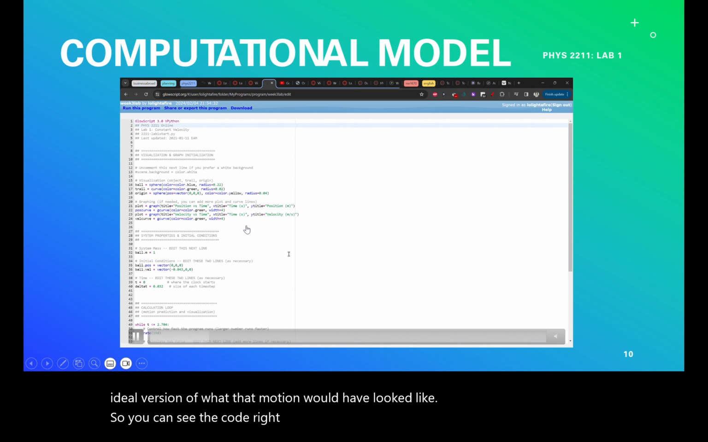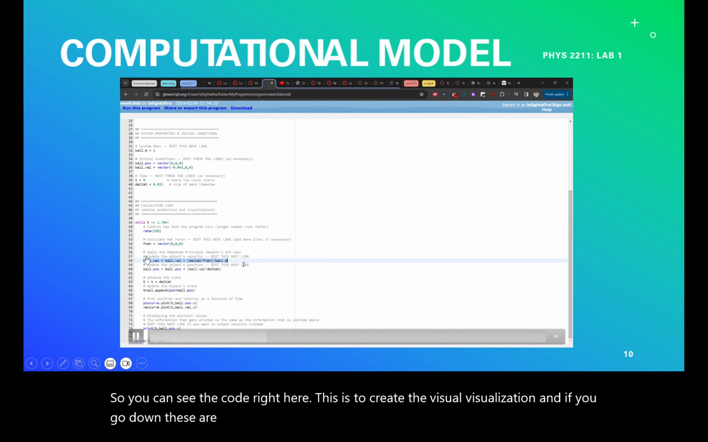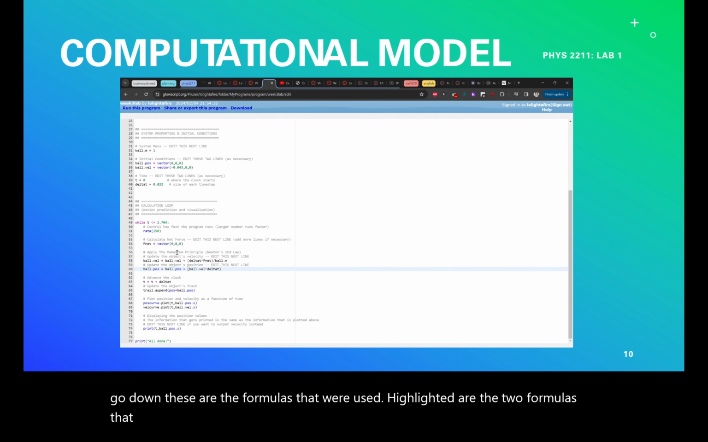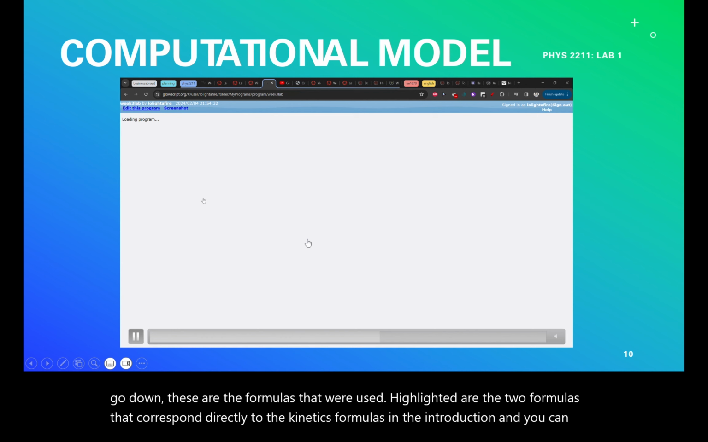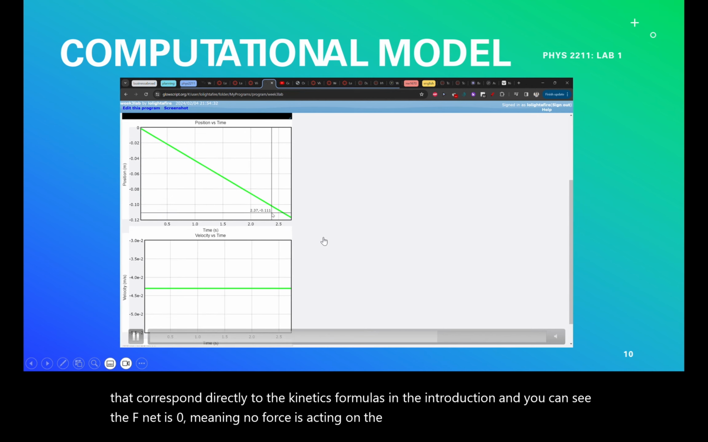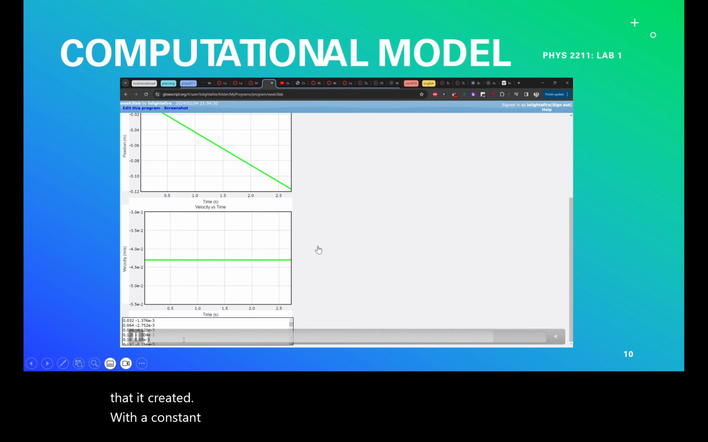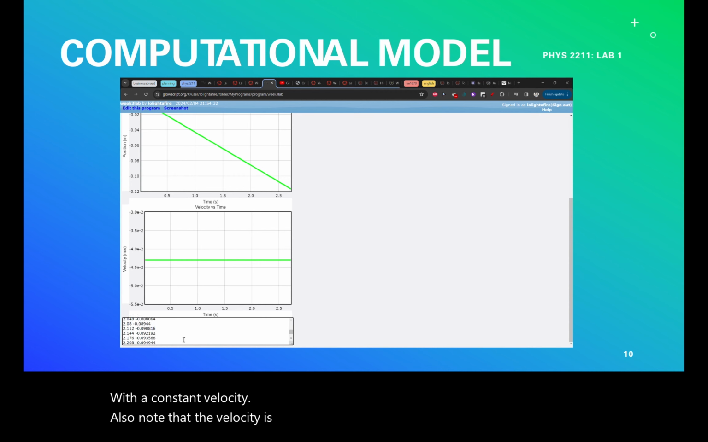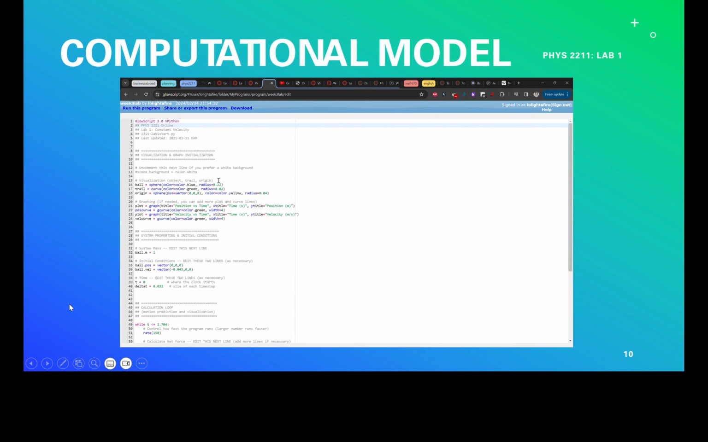This is to create the visualization, and if you go down, these are the formulas that were used. Highlighted are the two formulas that correspond directly to the kinetics formulas in the introduction, and you can see that F net is 0, meaning no force is acting on the object. And that is the simulation that it created with a constant velocity. Also note that the velocity is negative because with the coordinate system, the ball was technically moving in the negative x direction. So now on to the comparison.